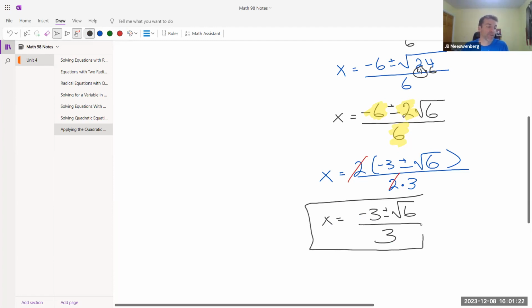I like this. If you are putting these into ALEX, it is also okay to give it in the unsimplified form as long as you've done all the calculations. Again, you'll often have to write these out in a comma-separated list instead of using the plus or minus sign. So this would look like -3 plus the square root of 6 over 3, comma, -3 minus the square root of 6 over 3. There are your 2 solutions.